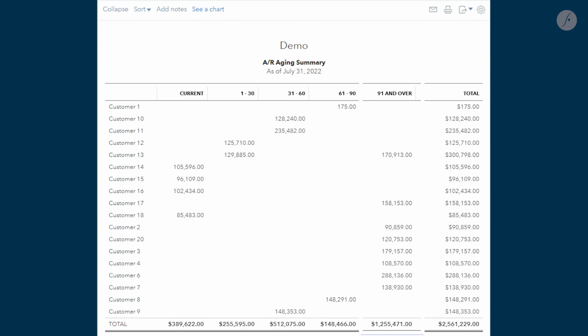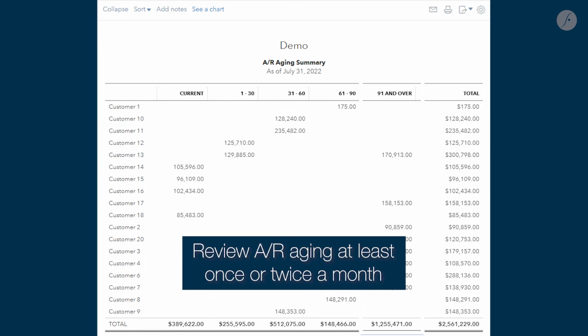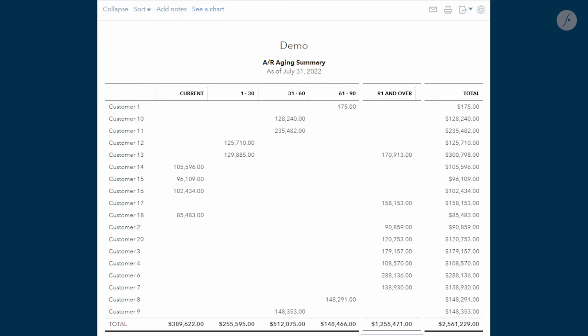To make sure you're getting paid, run an accounts receivable aging summary once or twice per month. Question any invoices that are more than 30 days old or any negative amounts anywhere.